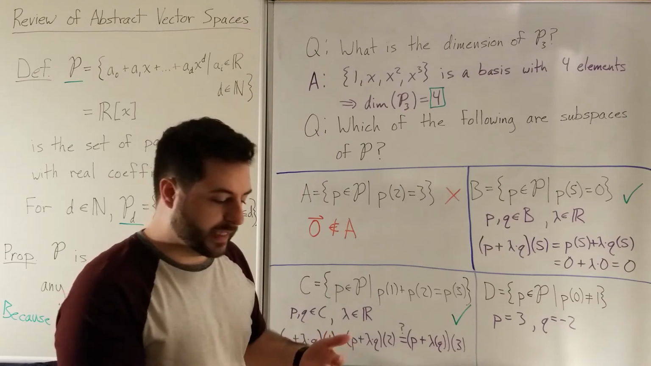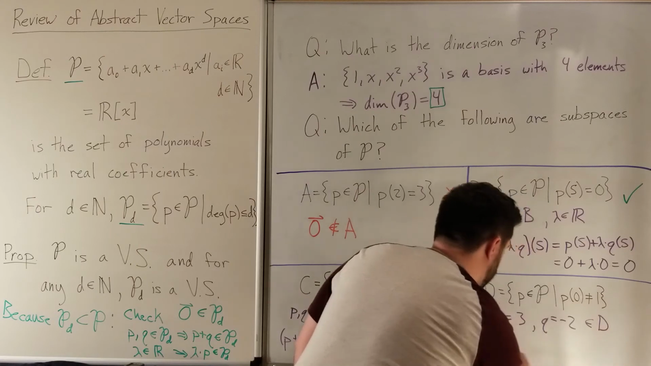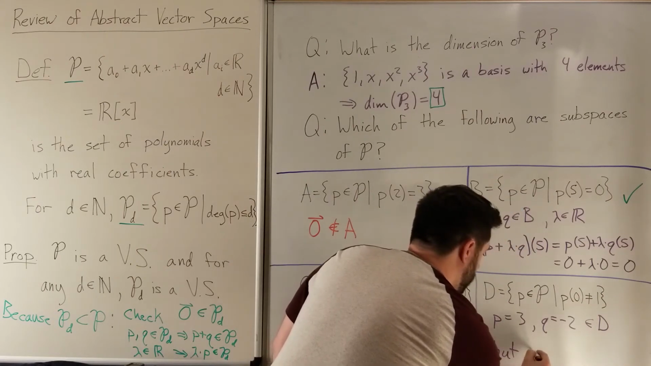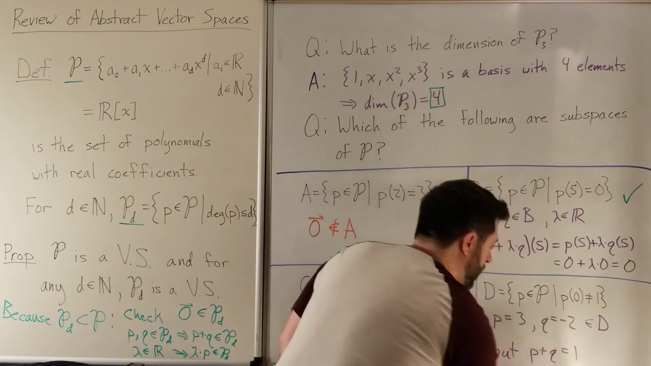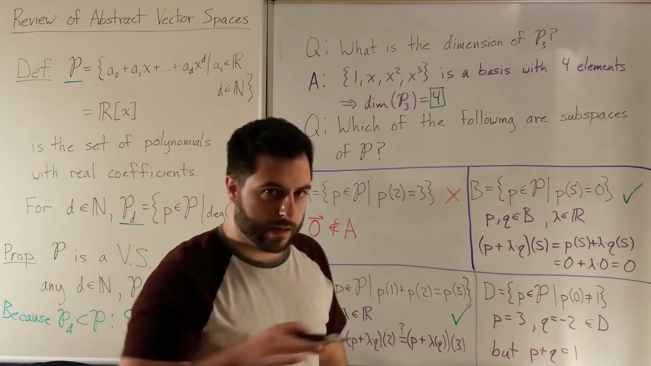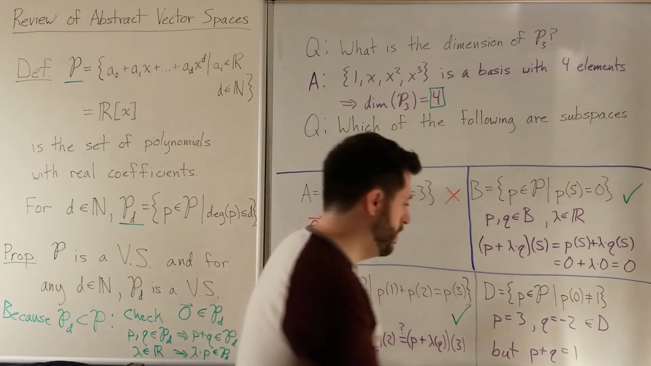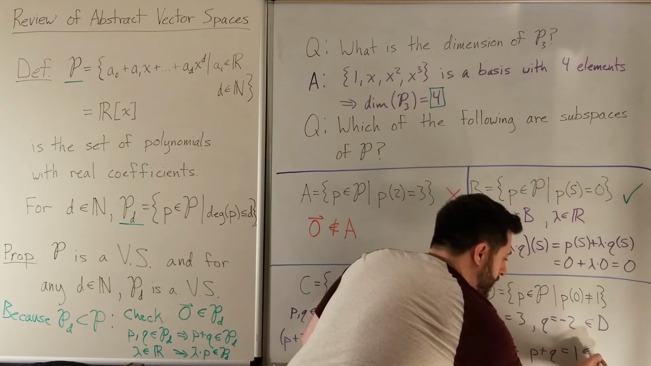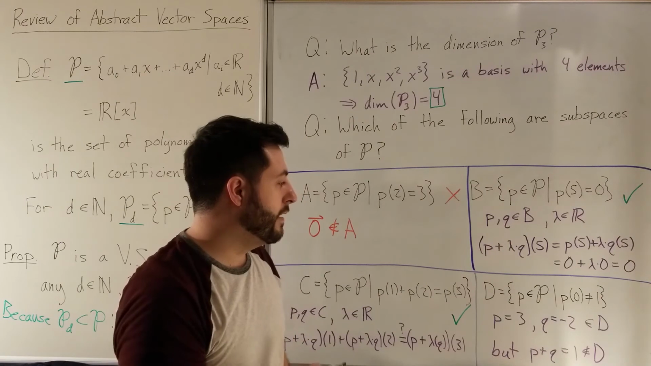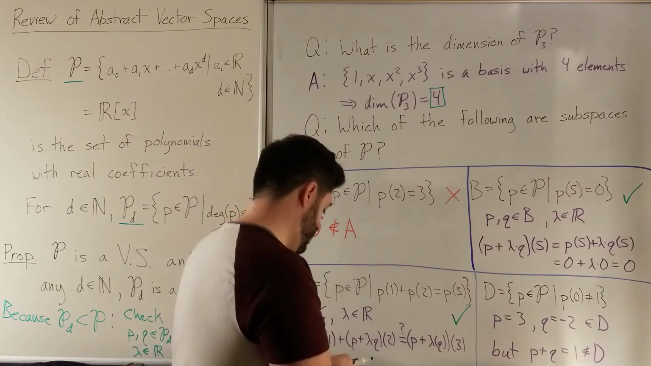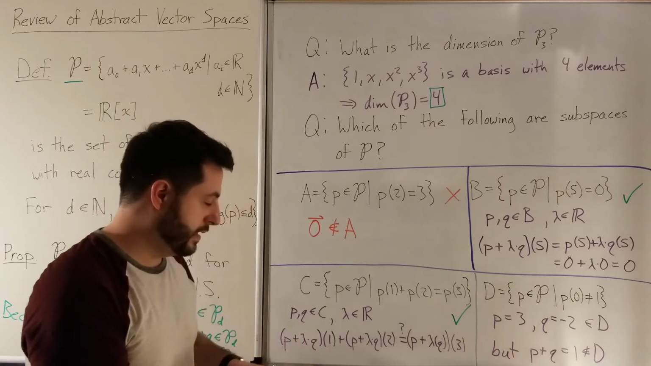But if you add them together, so these are both in D, but p plus q is equal to 1. Okay, so it's the constant polynomial 1. In particular, when you plug 0 into it, you're going to get 1, which means this is not in D. You're not allowed to have a constant term 1. Okay, so that means that D is not a subspace.